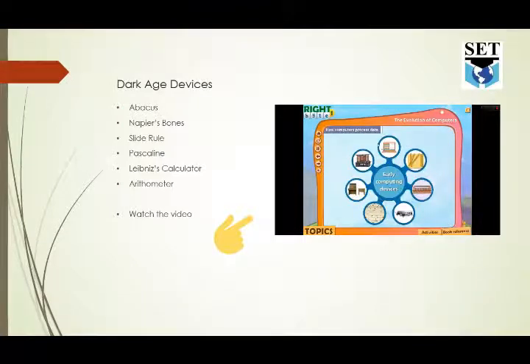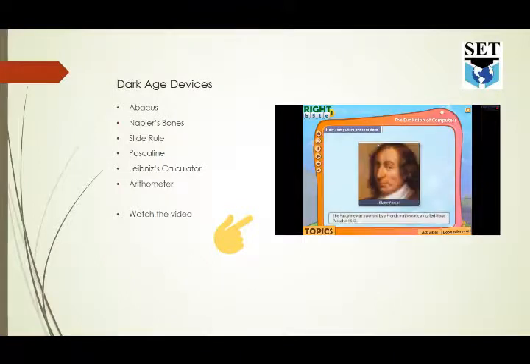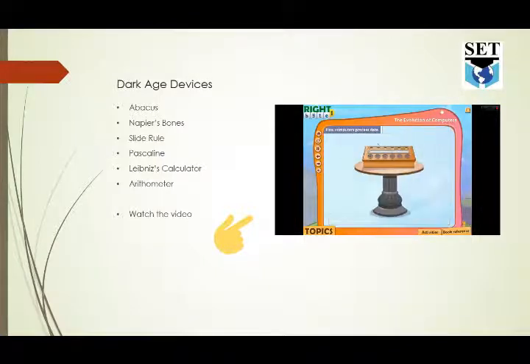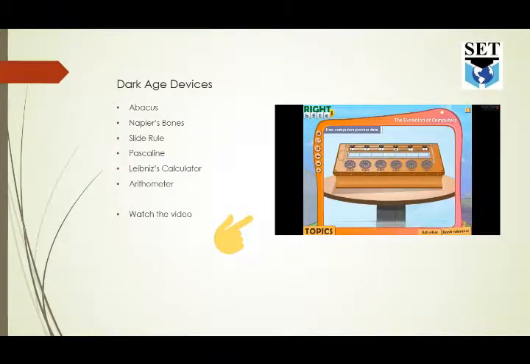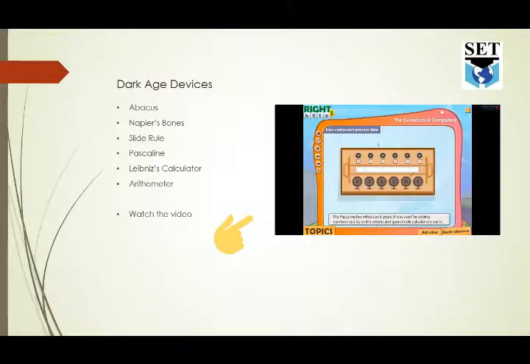The Pascaline. In 1642, the Pascaline was invented by a French mathematician called Blaise Pascal. The Pascaline was the first mechanical calculator in the world. The Pascaline has wheels and gears. It was used for adding numbers quickly, as the wheels and gears made calculations easier.